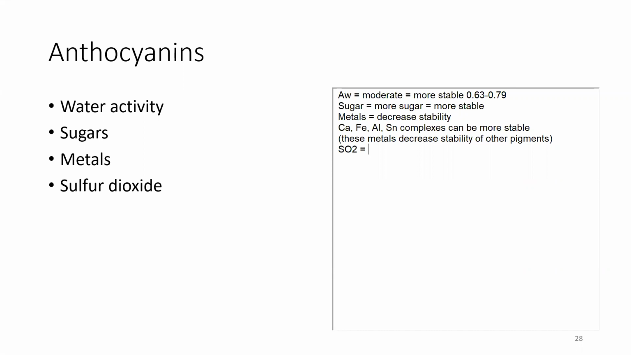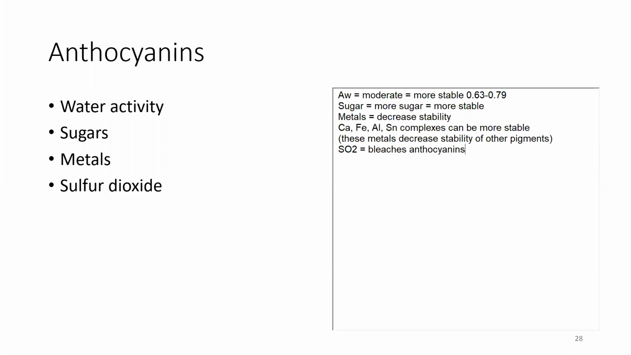So actually anthocyanins really don't like sulfur dioxide, so it's the opposite thing. So if we put sulfur dioxide with compounds that are colored with anthocyanins, then it will actually remove all the color. So sulfur dioxide will bleach anthocyanins, take away all of their color.